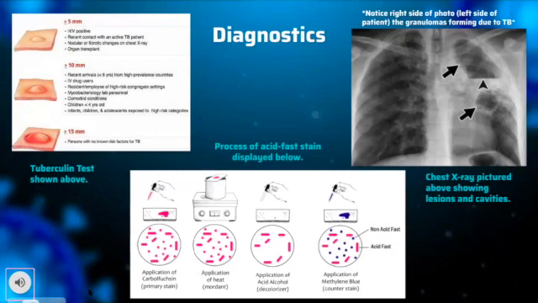So here on this slide, we have images of what we would observe after administering the PPD skin test. Different diameter and size would be 5 millimeters, 10 millimeters, or 15. This on the bottom shows the process of acid-fast stain. An image of a chest X-ray of what it would look like for a person that has active tuberculosis. Left-hand side shows normal lungs, and on the right side shows the lesions and cavities.